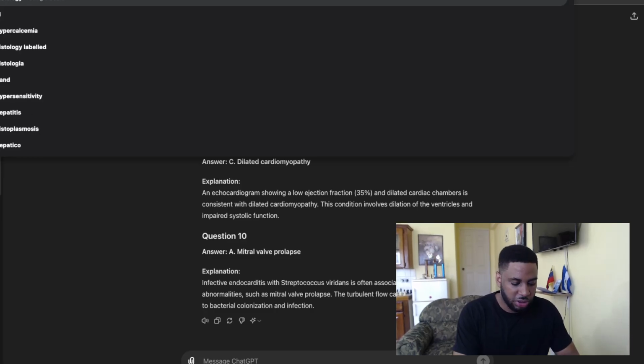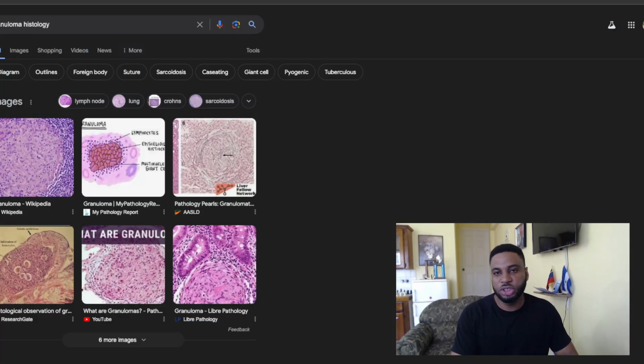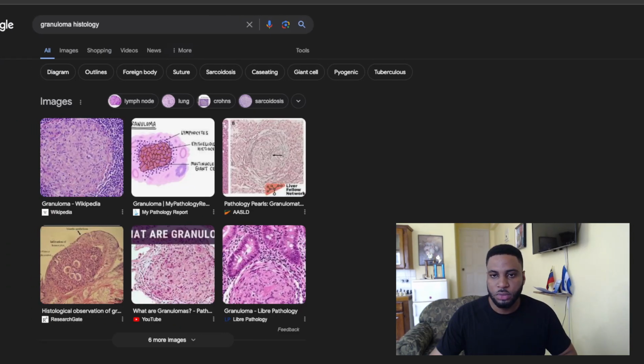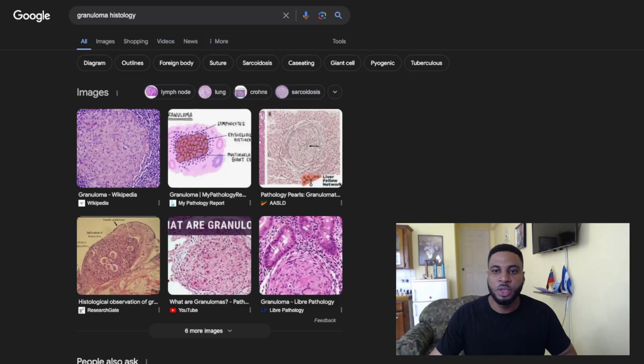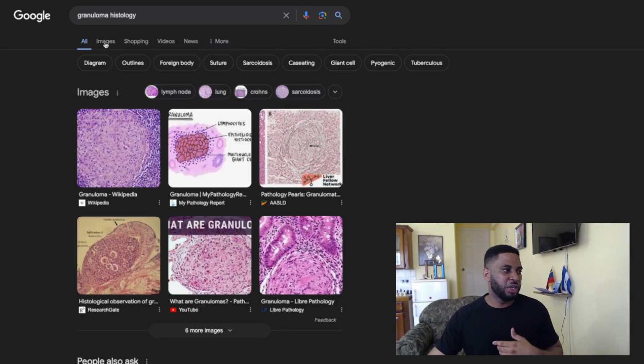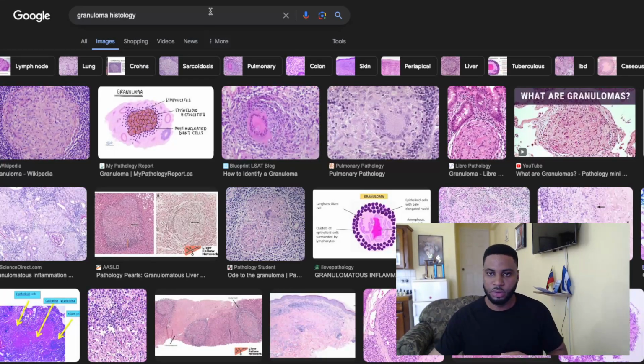Granuloma. I will say histology because I just want them to show me the images of a granuloma. Now, I'm going to drag this so that you can see. Okay, I have the images of a granuloma here. I'll probably be moving my screen around a lot. Now, look at this.